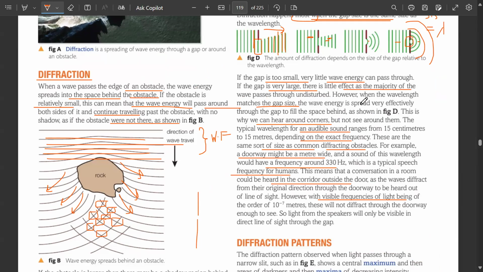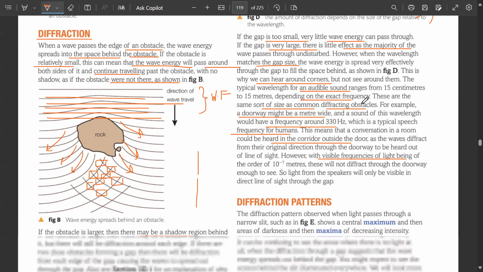And if the size of the gap is exactly equal to the wavelength, then it would be the maximum. That's it. It's not directly proportional. That is a different thing, okay? Don't mix it up with that.